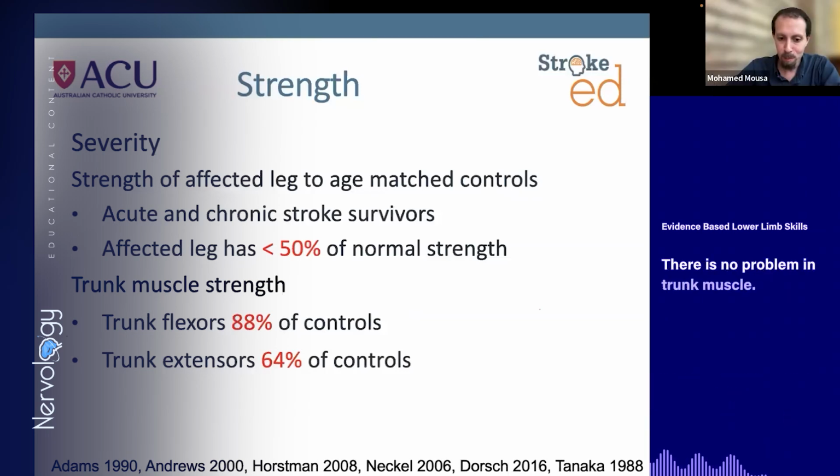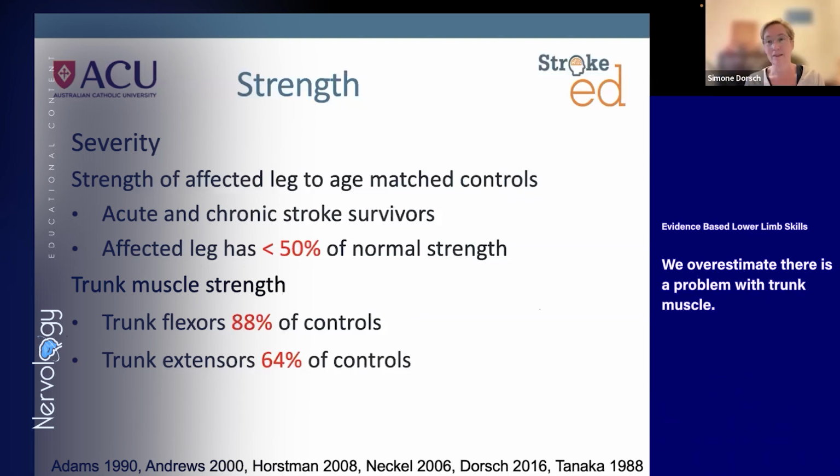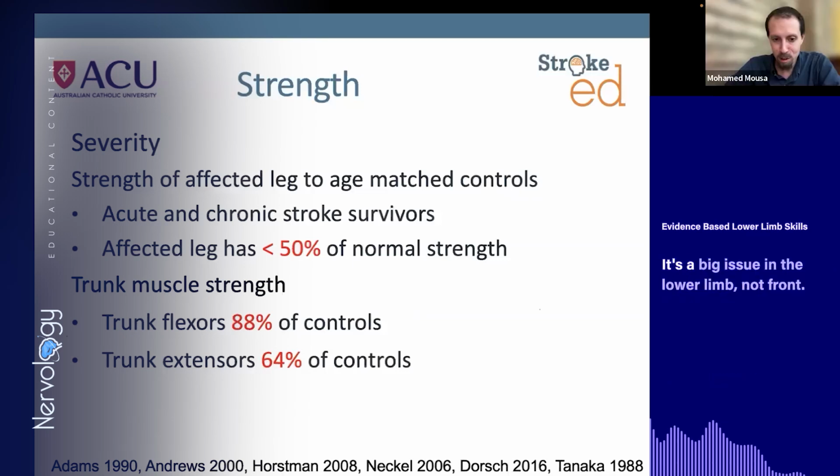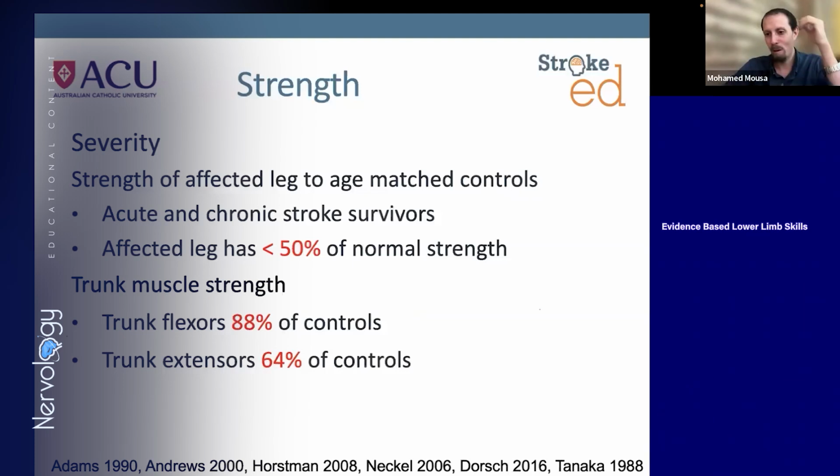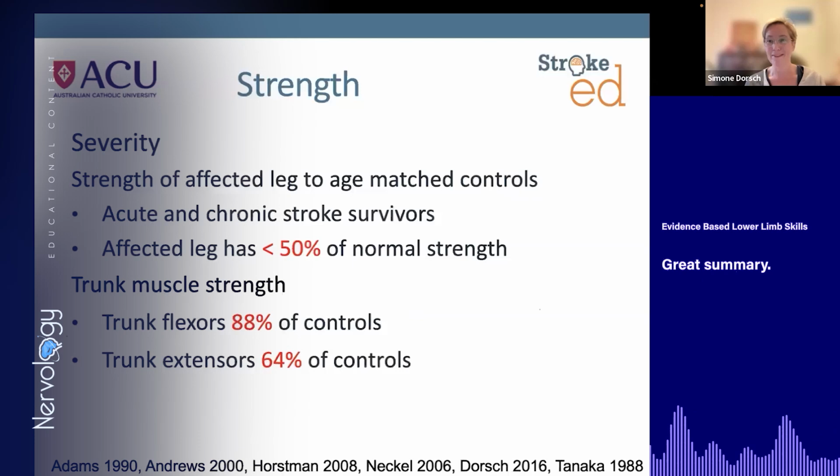So if you're worried about trunk muscles, don't worry about trunk muscles. There is no problem in trunk muscle. We overestimate there is a problem in trunk muscle. Really, there is no problem. It's a big issue in the lower limb. Exactly. Great summary.